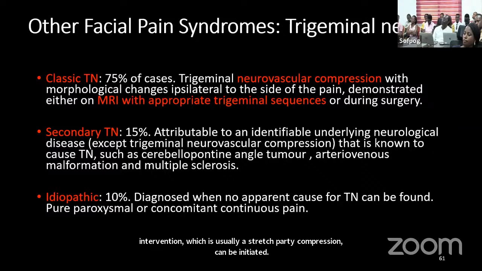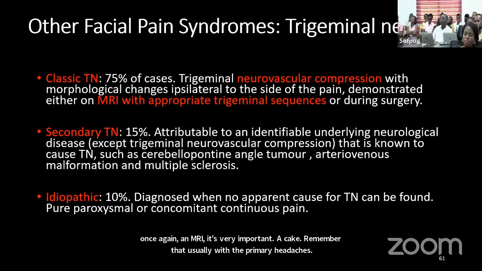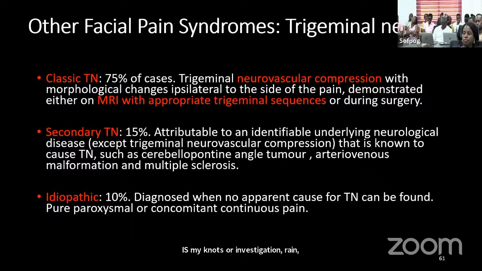Secondary trigeminal neuralgia. This is usually associated with an underlying neurological disorder like multiple sclerosis or tumors or AV malformation. So once again, an MRI is very important. Remember that with the primary headaches, MRIs or investigations, brain imaging might not be necessary unless we are having red flags. But in this case of trigeminal neuralgia, it is important so that we can identify the underlying cause.